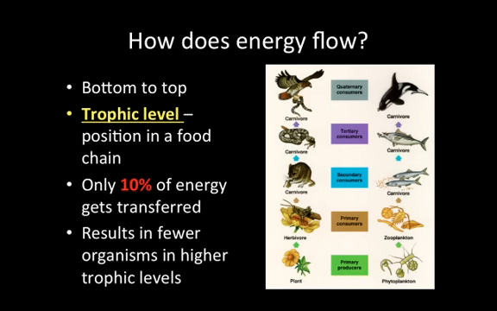Because this small amount of energy gets transferred, this results in fewer organisms in higher trophic levels. So you're going to see many more plants than you would insects, mice, snakes, and eagles eating the snakes. Again, it results in fewer organisms in higher trophic levels. So that's why plants and other smaller animals outnumber the higher trophic level organisms like killer whales or eagles or even humans on the energy flow scale.